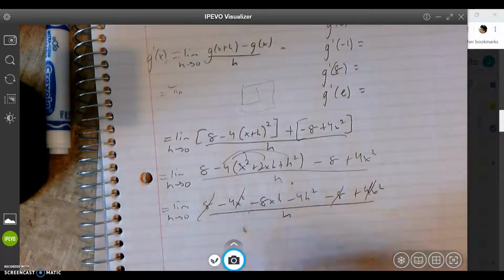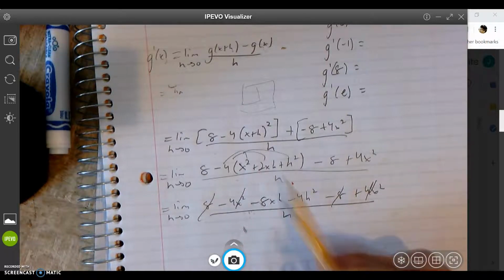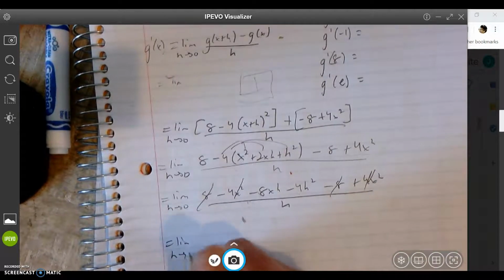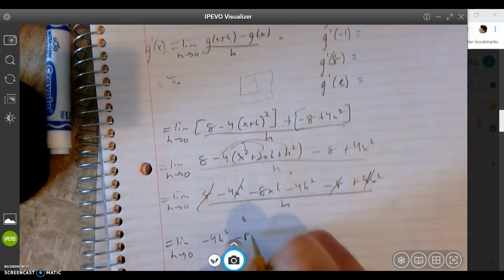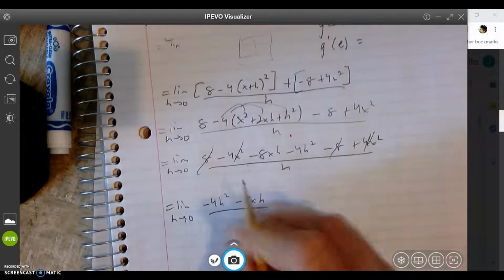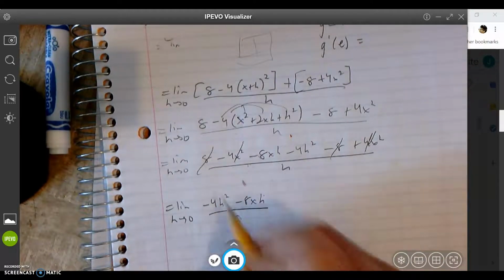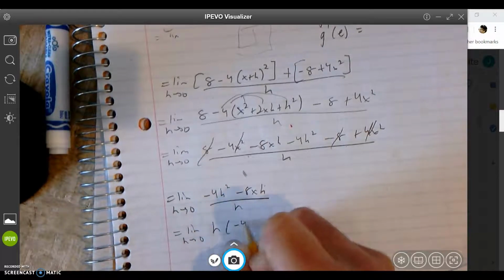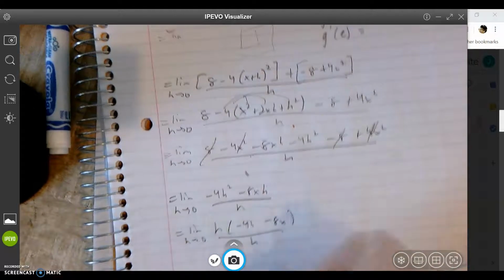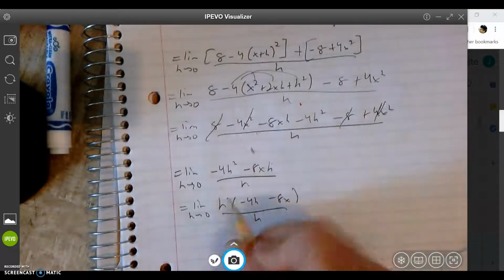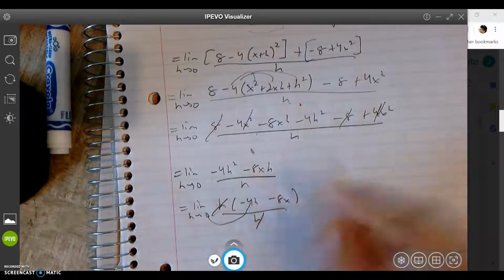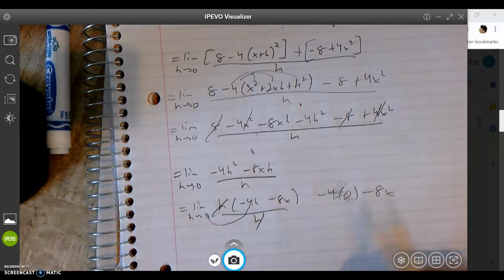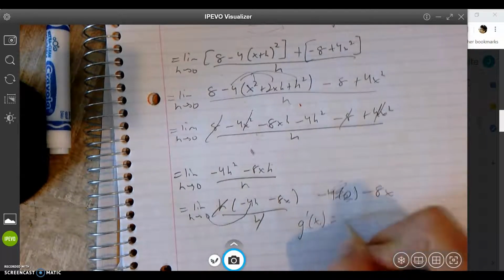So one of the things to know is that the only thing you should get is h terms. So if you got something other than h terms, if those don't cross out equals 0, you know you messed up somewhere. So equals the limit as h approaches 0 of negative 4h squared minus 8xh over h. I always put the h squared first. So you got h in all three terms. That means you're on the right track. Equals the limit as h approaches 0 of h times negative 4h minus 8x over h. There we go. H divided by h is 1, and then I'm going to plug in 0 here. So it's negative 4 times 0 minus 8x. And this is 0. 0 minus 8x is negative 8x. So your derivative is negative 8x.